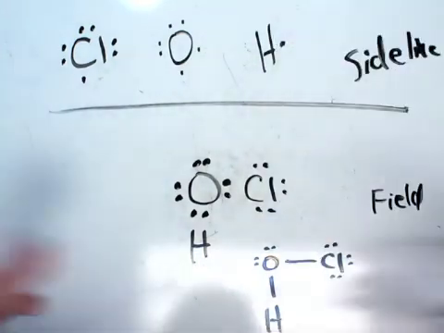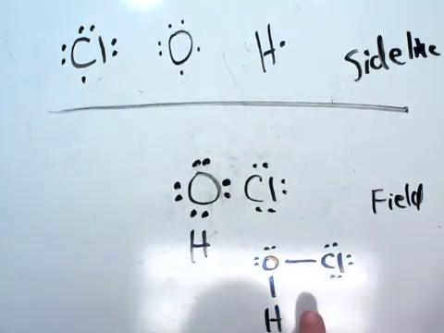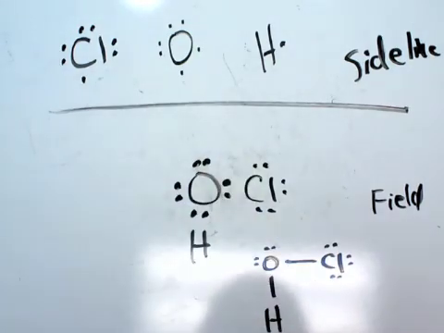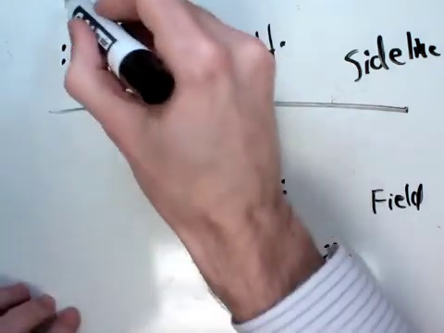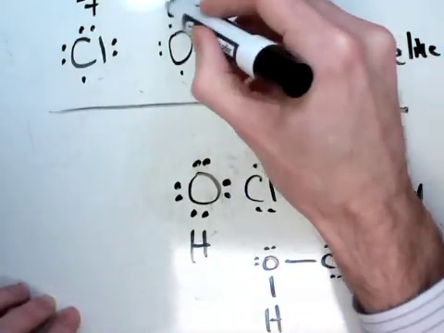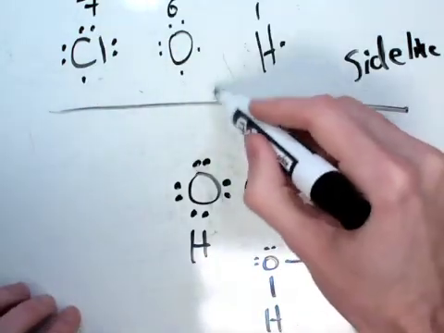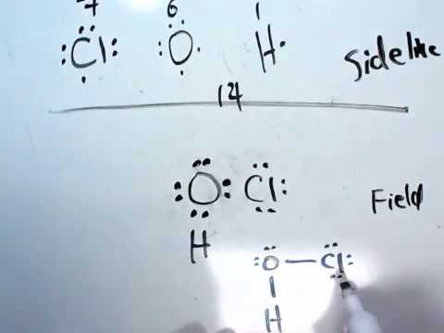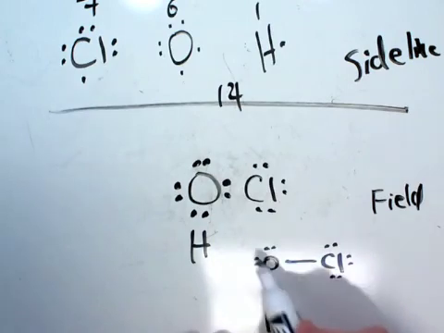First of all, you should have the same number of electrons in your finished molecule as you do in your original pieces. So that's 7 for chlorine, you've got 6 for oxygen and 1 for hydrogen. That means a total of 14 electrons. Let's count how many total electrons we have here: 2, 4, 6, 8, 10, 12, 14.